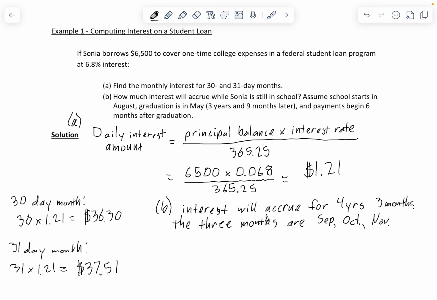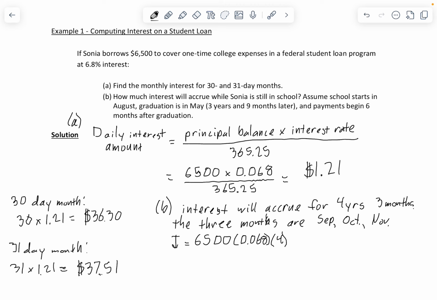So what's the total amount of interest accrued? Well, let's just start with the 4 years. So the 4 years using the simple interest formula would be principal, which is 6,500, times rate, which is 0.068, times time, which is 4 years. So that's the amount of interest for just the first 4 years.